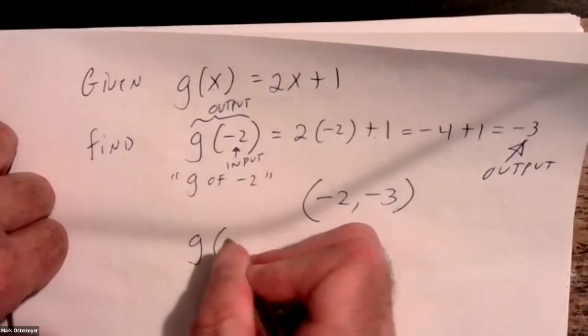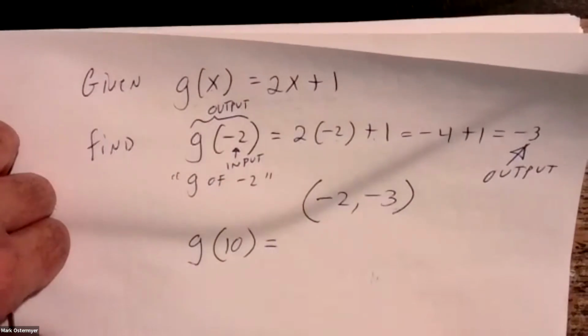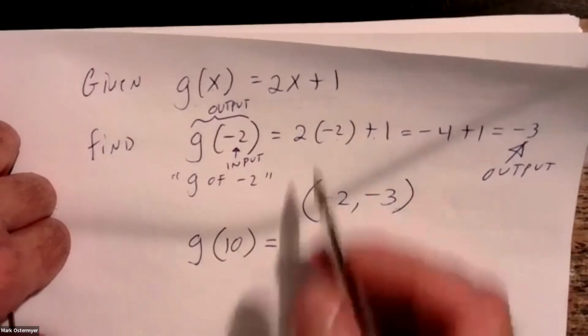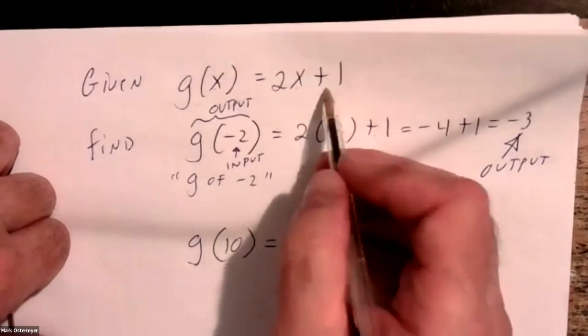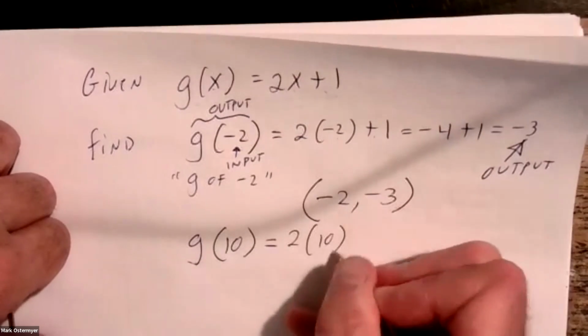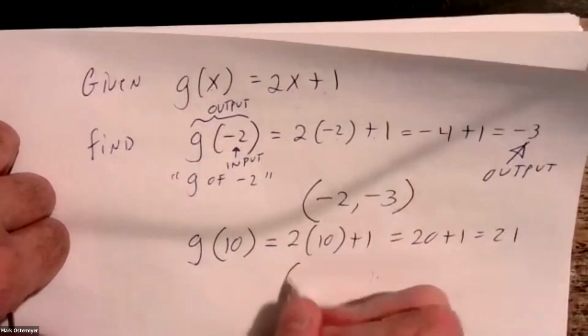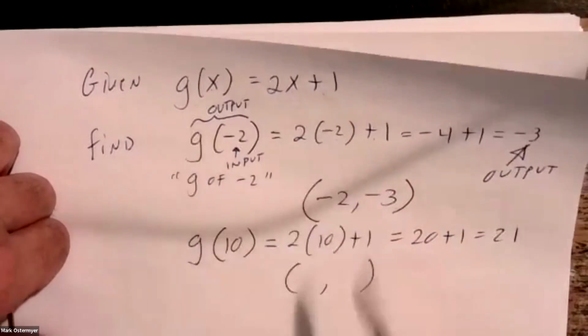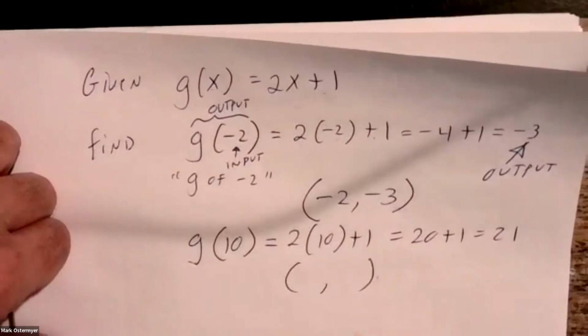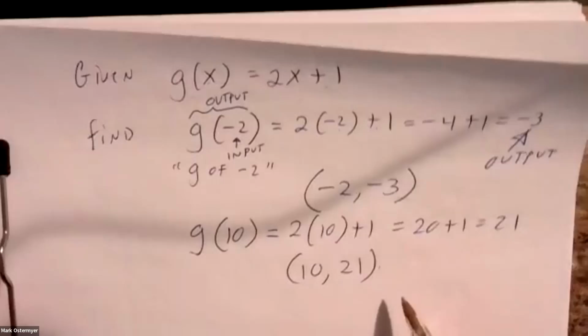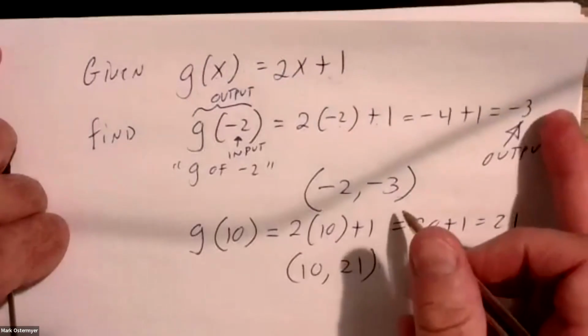Suppose I want you to find g of 10. Now we're putting 10 into the function, and the output is going to be g of 10, which is going to be 2 times 10 plus 1, which is going to be 20 plus 1, which is going to be 21. So we generated another ordered pair solution to our function, or another point that would sit on the graph, namely 10, 21.